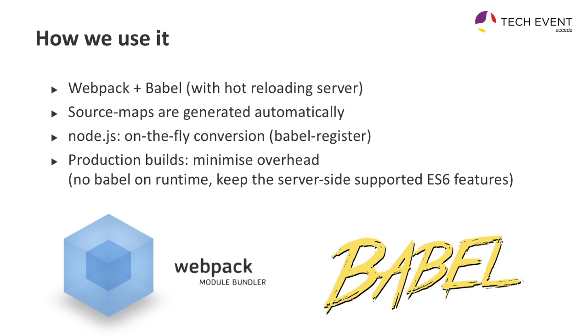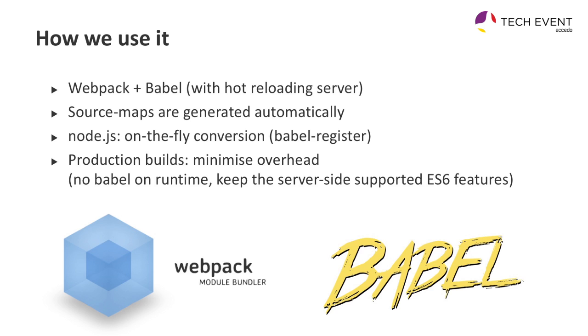For Node, we use on-the-fly conversion through a tool called Babel Register. It means that every time Node loads a file, it goes through Babel first, so that it gets the converted code. But this is only for development.